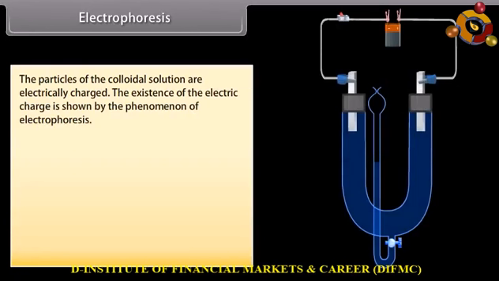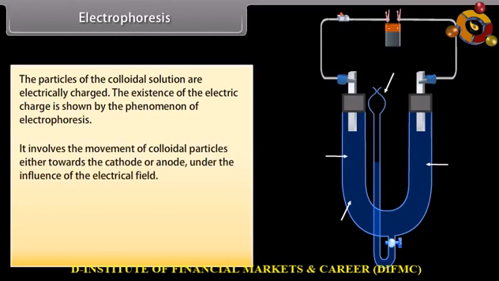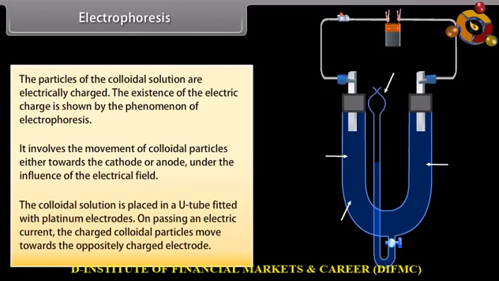Electrophoresis. The particles of the colloidal solution are electrically charged. The existence of the electric charge is shown by the phenomenon of electrophoresis. It involves the movement of colloidal particles either towards the cathode or anode under the influence of an electrical field. The colloidal solution is placed in a U-tube fitted with platinum electrodes. On passing an electric current, the charged colloidal particles move towards the oppositely charged electrode.